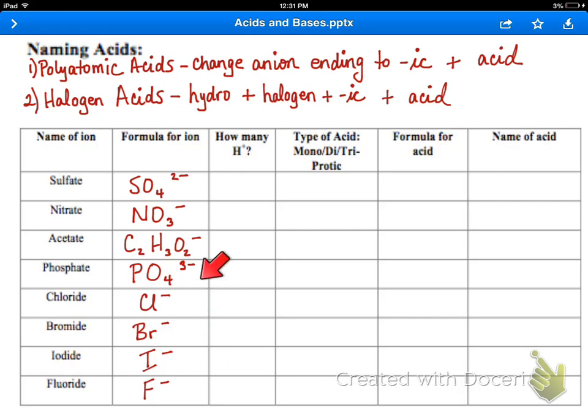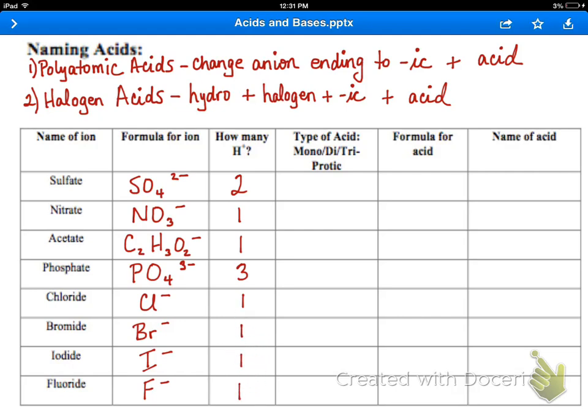Then we look at the anion to figure out how many protons, how many H pluses, we're going to have in our acid. If it is a -2, it means that we're going to need 2 protons. If it's a -1, like nitrate, we're going to need 1 proton. So we'll fill in that table next. Most of them are -1, but notice phosphate has a -3, so we're going to need 3 protons. Halogens are all -1.